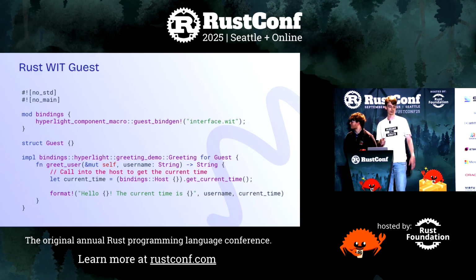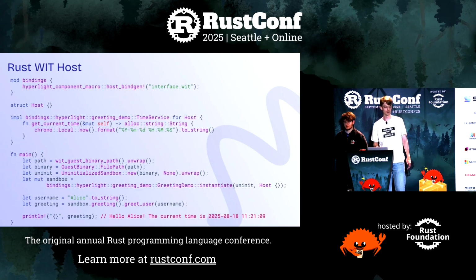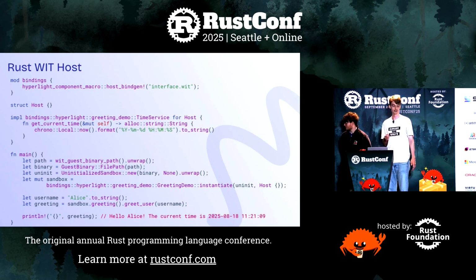And then finally, we just return a formatted string given that current time. So this is on the guest, but what does it look like on the host? Similarly, we have another macro, but instead of guest bindgen, this is host bindgen, and we point it to the same with file as before, interface.with. And because that with file contained a time service that the host needs to implement, this macro codegens that trait, and we just have to implement it as a developer.